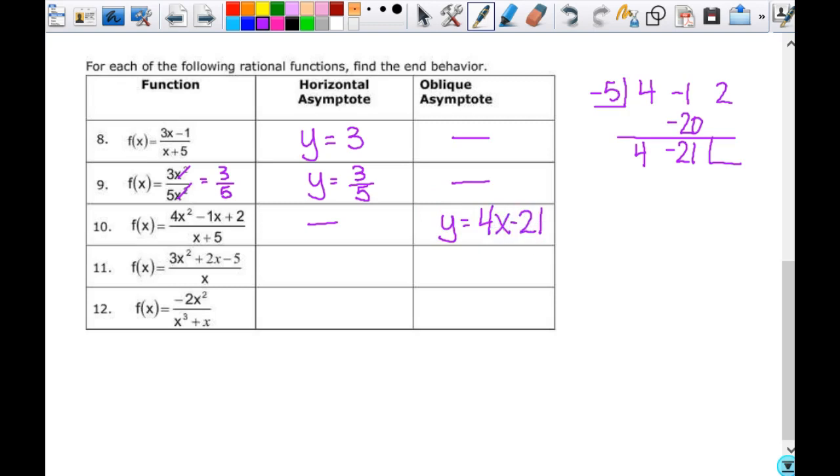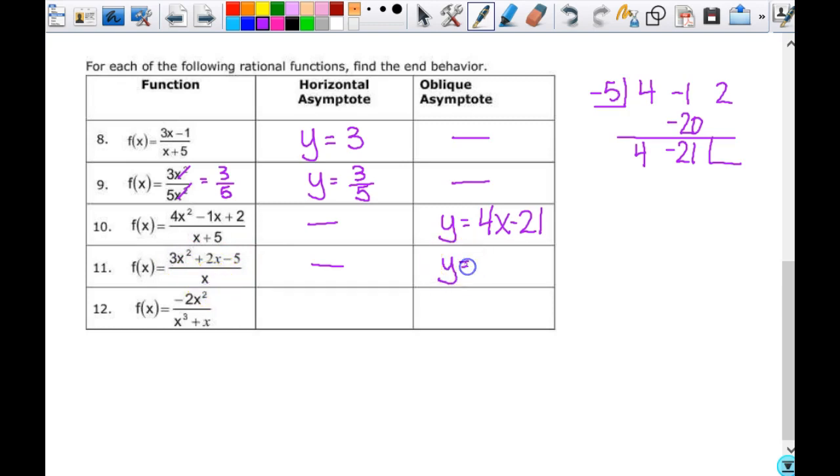All right, so number 11. It is top heavy, which means there is no horizontal asymptote. I'm not going to bother factoring the numerator, even though I could, because that's not going to really help me here. That'd give me my roots and stuff, and that's not even in the question. Here I can do the short division. I mean, I can do a different way, but you just get this out. I don't care about the remainder.